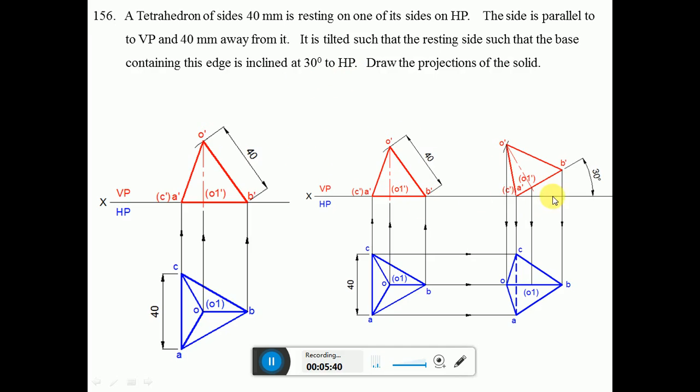So how to do that? First you consider A dash C dash on the XY line, because the side is resting on HP. You consider that point, and from here you draw a line inclined at 30 degrees by measuring an angle of 30 degrees with respect to the XY line using the protractor. Then you measure the length from A dash to B dash, and from A dash you cut an arc on this line to get the point B dash.